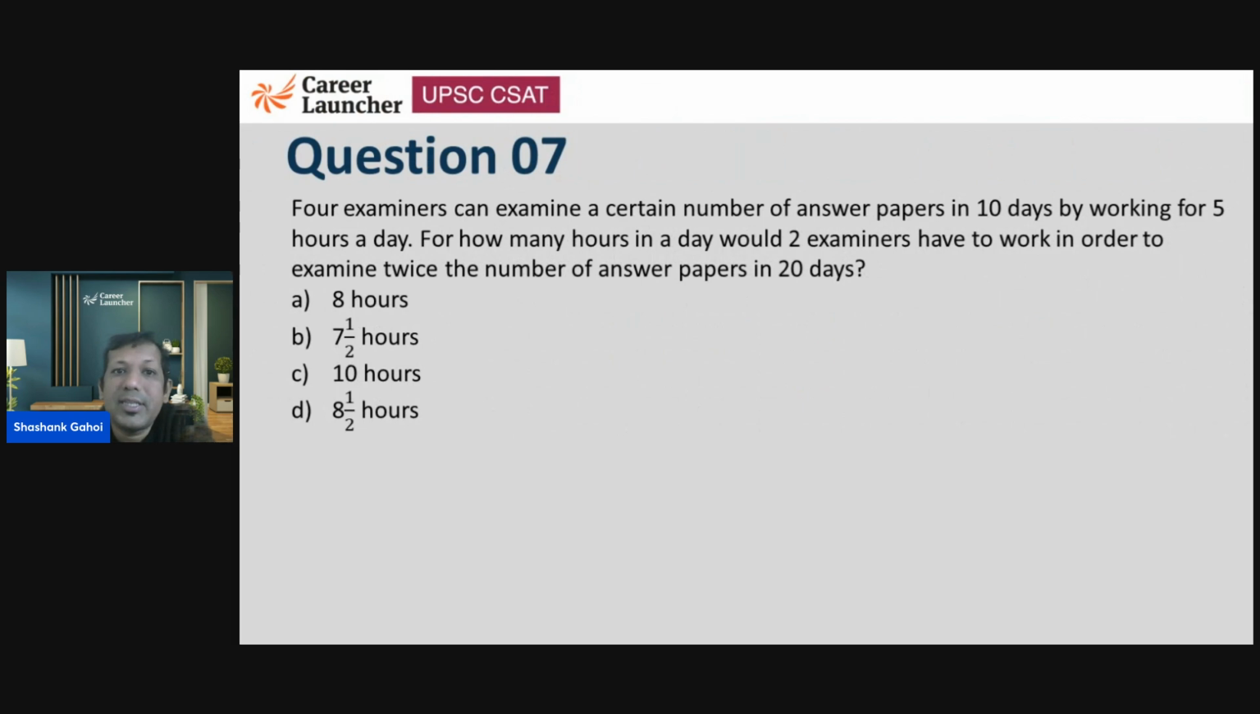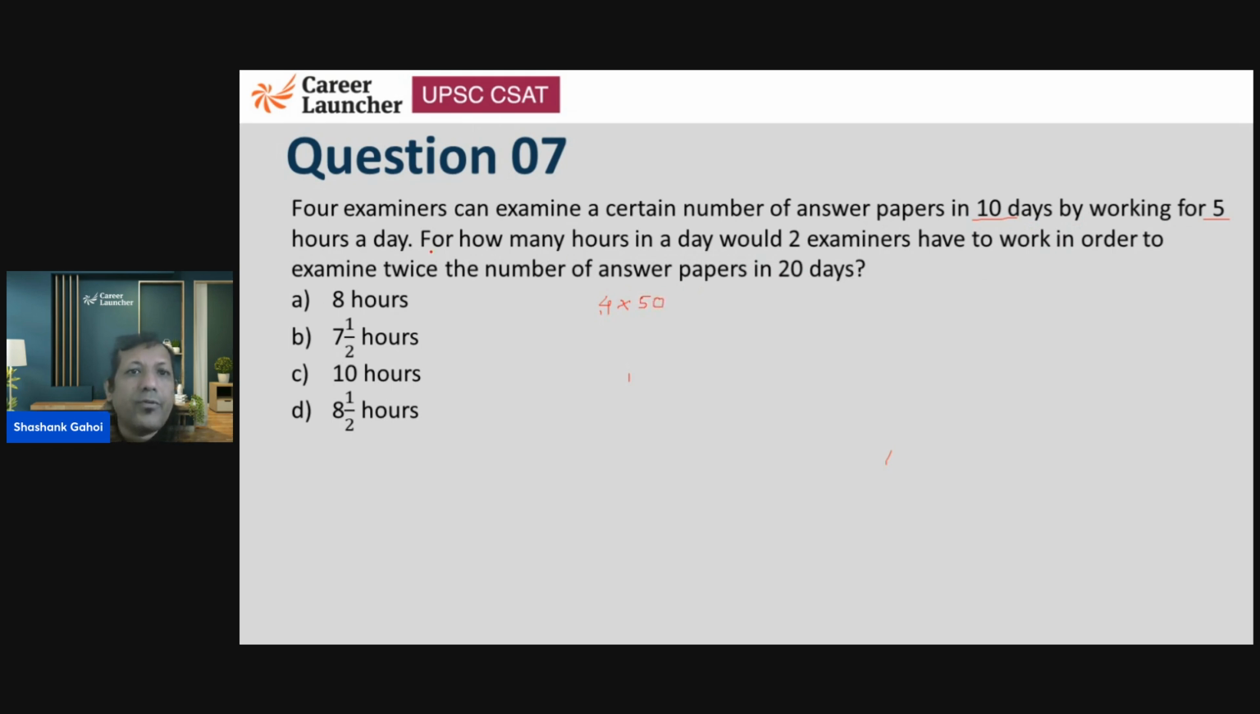Four examiners can examine a certain number of answer papers in 10 days by working 5 hours a day. Okay. So basically, how many examiners do I have? Four. I am saying one examiner can examine one paper in 1 hour. Okay. So four examiners are going to examine four papers in 1 hour. Now, in total how many hours are they working? 50 hours. So the total number of papers they are going to examine is 4 into 50.